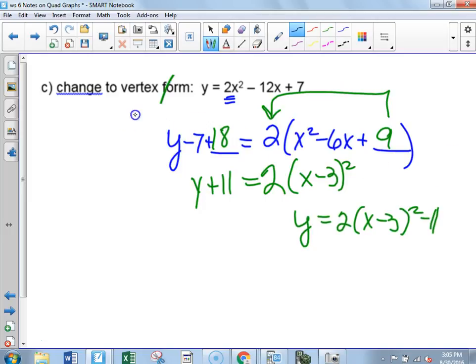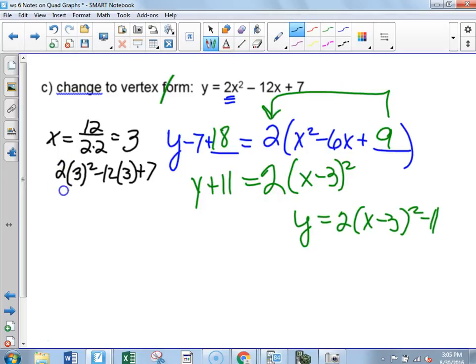Okay. Yes, the faster way that I'm going to suggest is you use your vertex finder recipe. Negative b over 2a would be 12 over 2 times 2, which is what? Okay. Then what do we do? Plug it back in, which is 18 minus 36 plus 7 is negative 11. So you now know the vertex is at 3, negative 11.